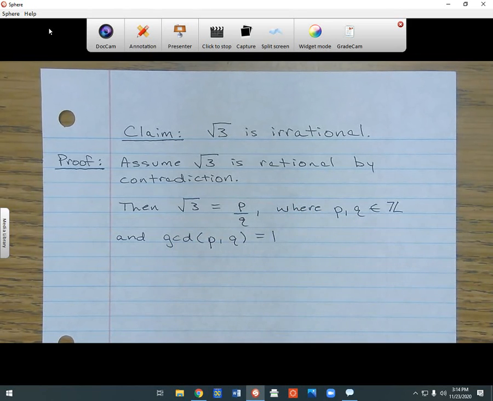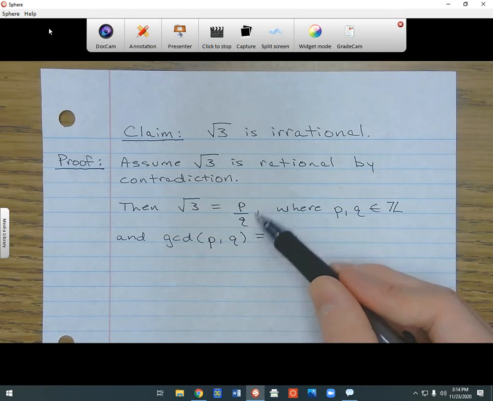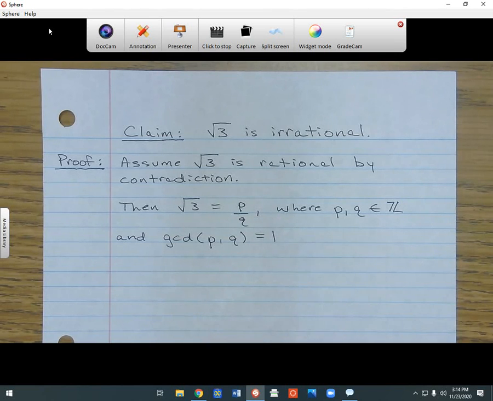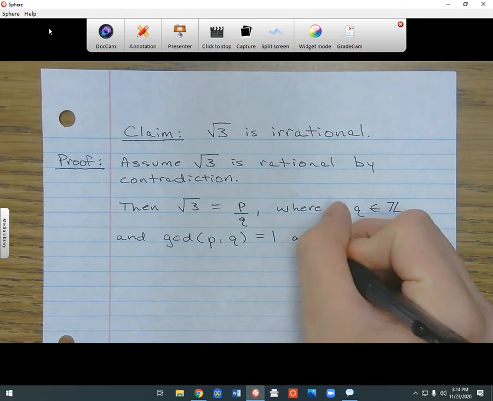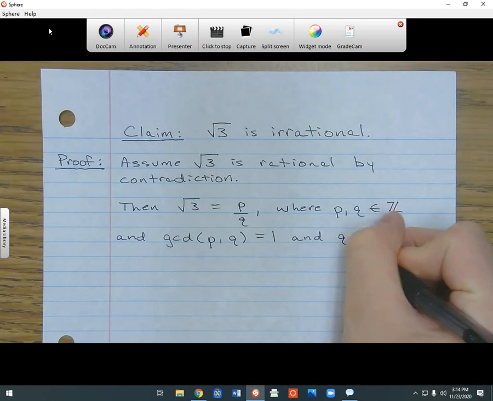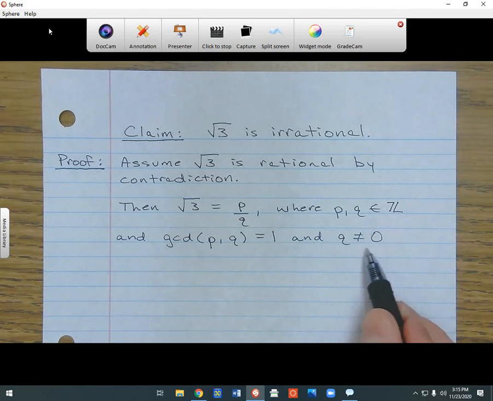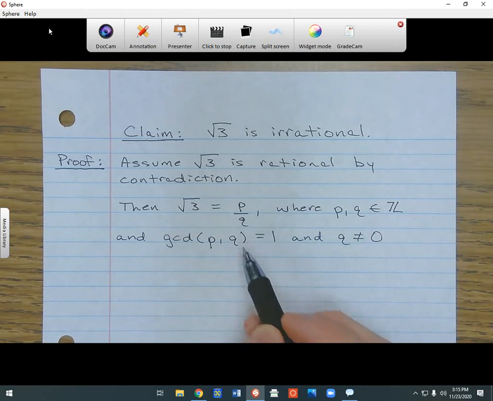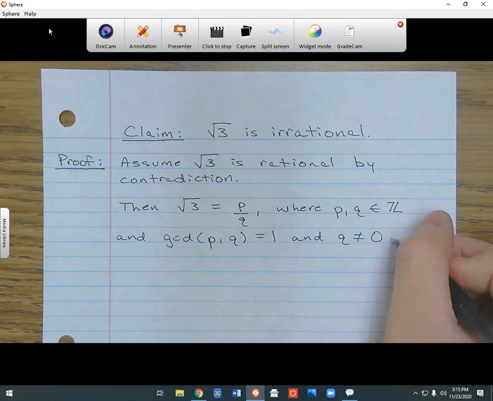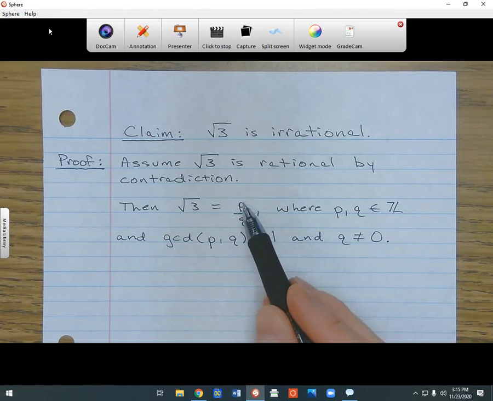And when we say that, that just means that this fraction is already in the simplest form, right? So it can't be reduced down anymore. But we also have to assume that q cannot equal 0. And that's because if q was 0, well, then we'd be dividing by 0. And we can't have that. So q can't be 0, but p, of course, can be 0. That would be fine. Okay.